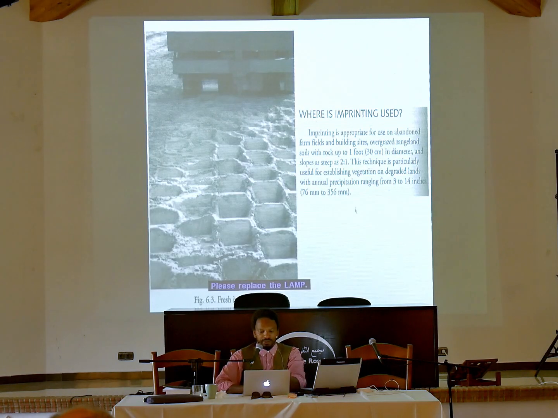So where is imprinting used? Imprinting is appropriate for use on abandoned farm fields and building sites, overgrazed rangeland, soils with rock up to 1 foot or 30 centimeters in diameter, and slopes as steep as 2 to 1. 2 to 1's like this. This technique is particularly useful for establishing vegetation on degraded lands with annual precipitation ranging from 3 to 14 inches, or 76 millimeters to 356 millimeters.